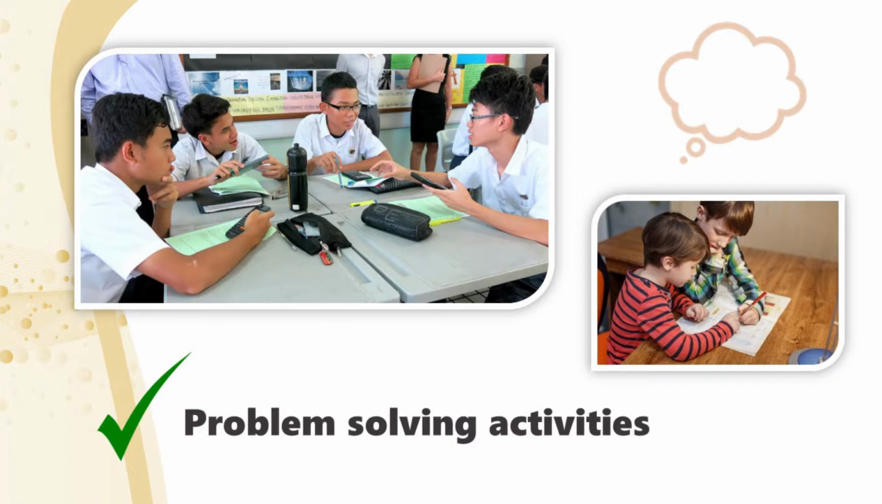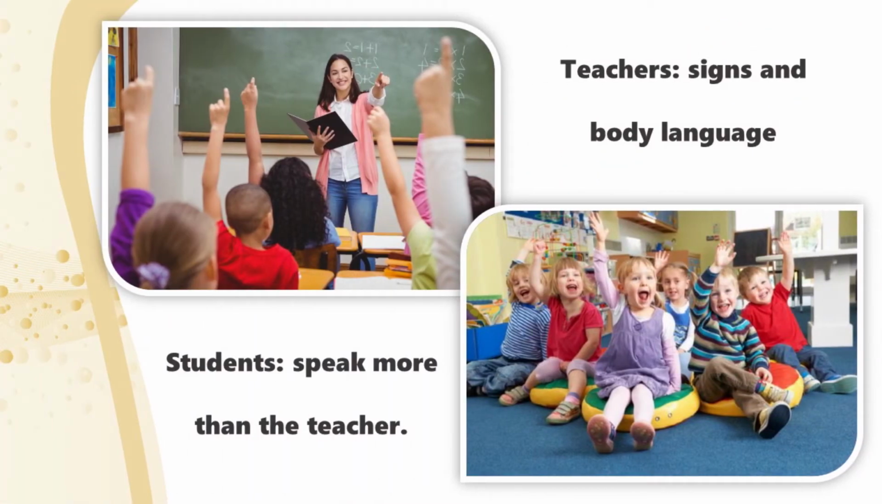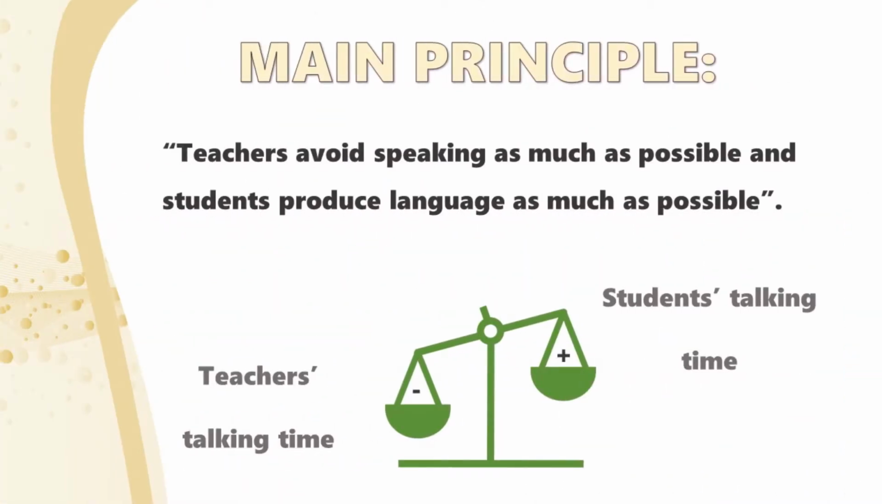The purpose of such a method is that teachers elicit language through signs and body language. This way, students have the chance to speak more than the teacher. Us, teachers, we barely speak. We do gestures, signs, we point with our fingers, we mime, we act, we do all kinds of strategies so that we don't speak that much, because that is the main principle of this method. Teachers avoid speaking as much as possible, and students produce language as much as possible.